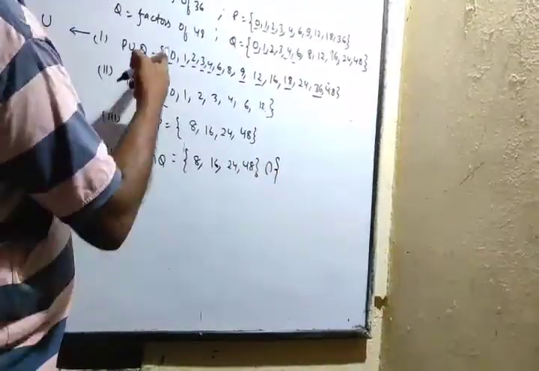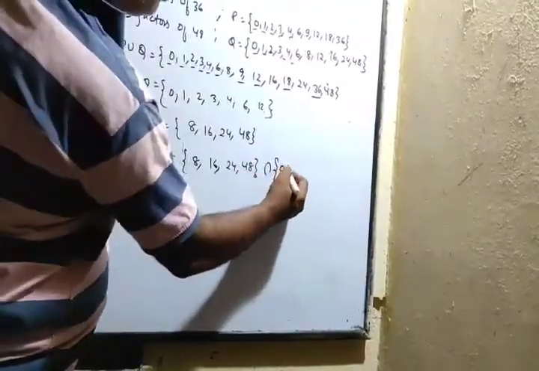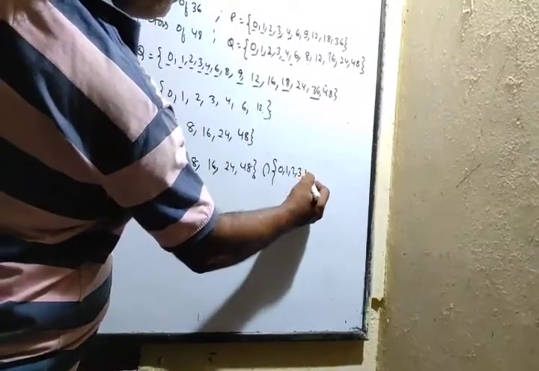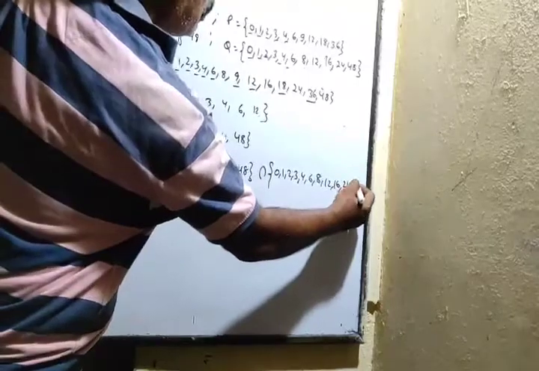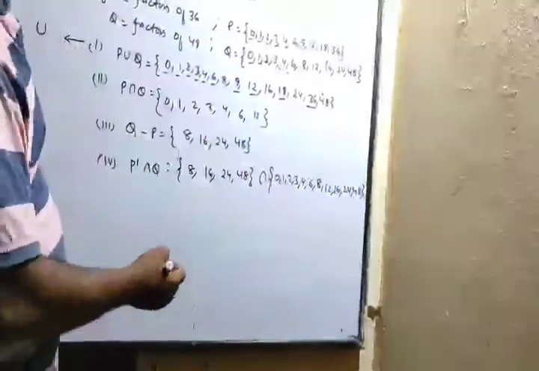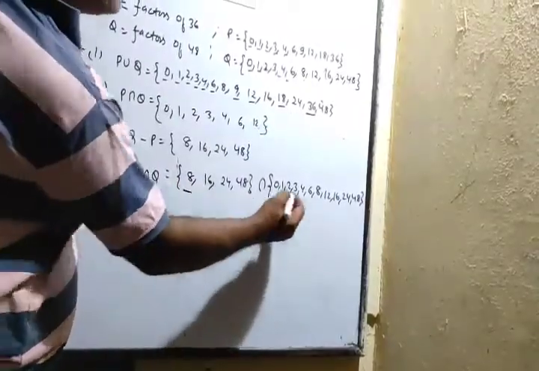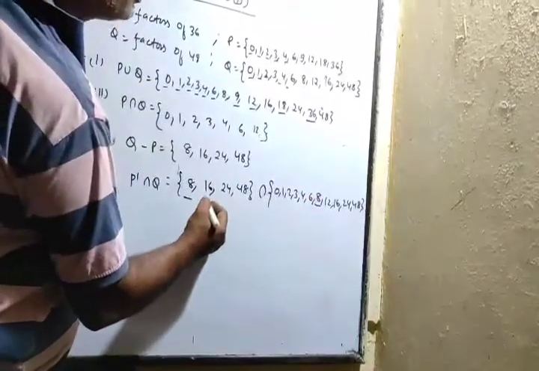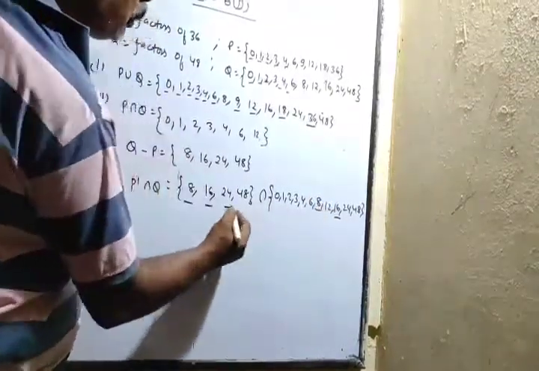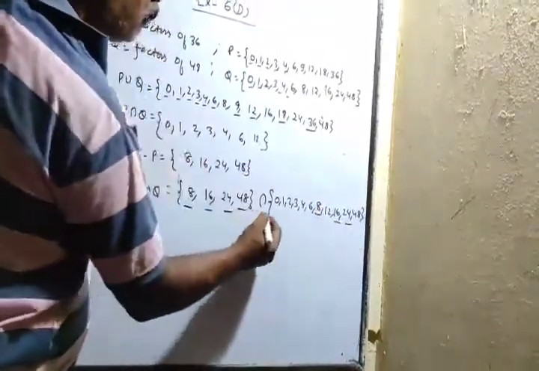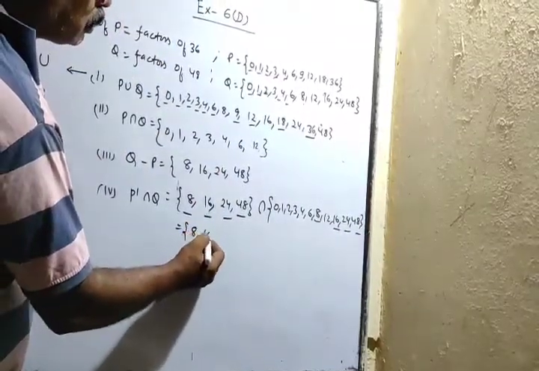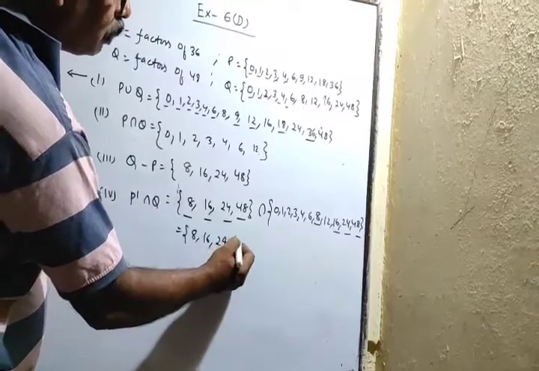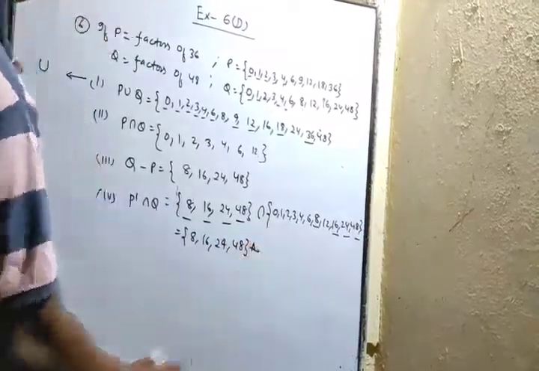Intersection Q. Q is given here as 1, 2, 3, 4, 6, 8, 12, 16, 24 and 48. We have to find the common elements. 8 is common to both, 16 is common to both, 24 is common to both and 48 is common to both. So your answer will be 8, 16, 24 and 48.